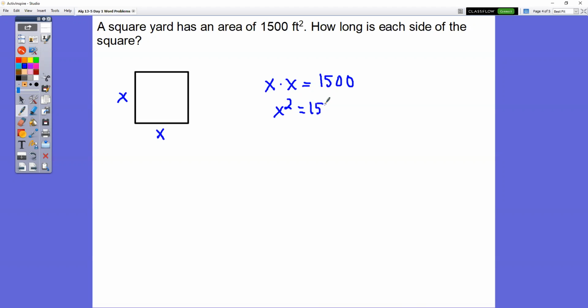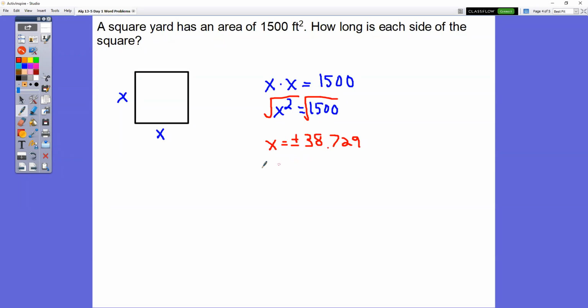Well, think about how you solve something like this from the last chapter. Since you have x squared equals a number, you're just going to take the square root and take the square root. Now, 1,500 is not a perfect square. I'm going to round, all right? When we take the square root, we get x equals. When you take the square root of a number, you're going to get plus or minus. And I'm just going to call it 38.729. I'm going to round.